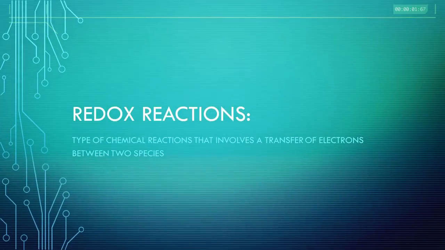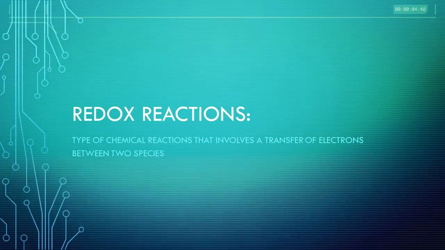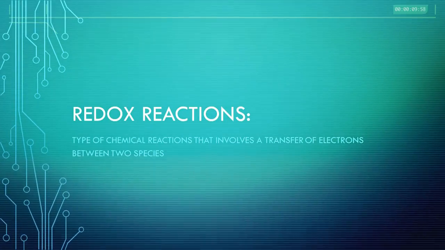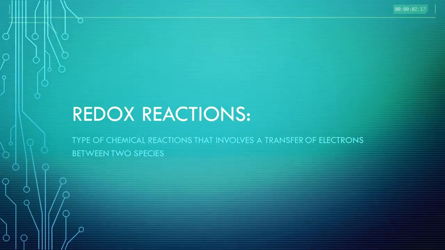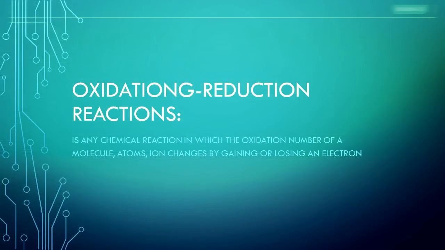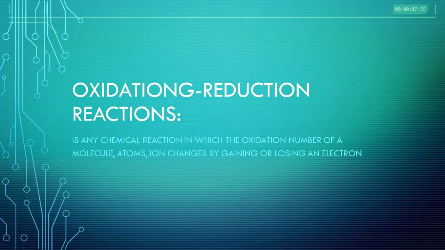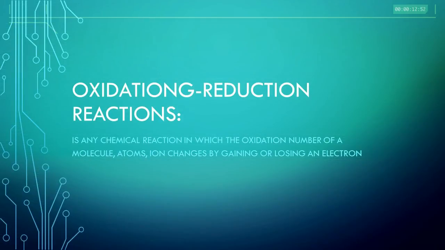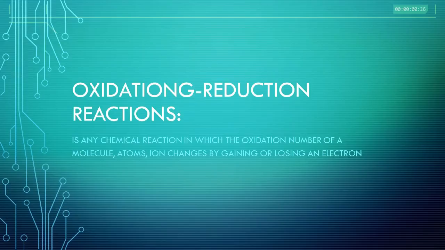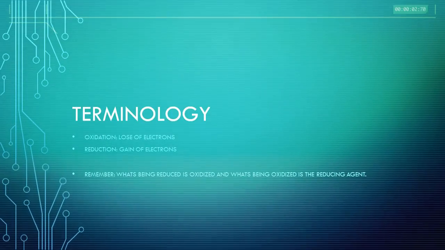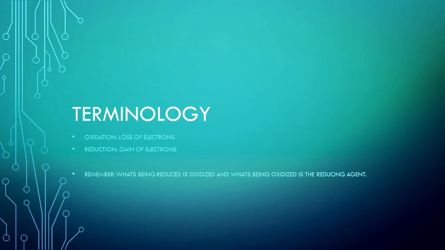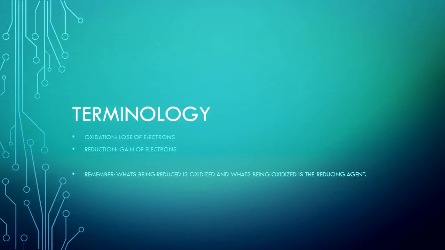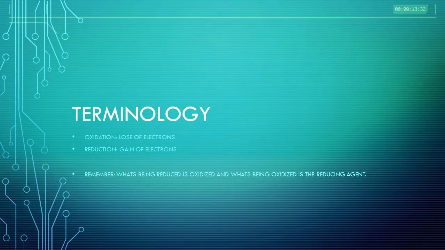Redox reactions. A redox reaction is a type of chemical reaction that involves a transfer of electrons between two species. An oxidation-reduction reaction is any chemical reaction in which the oxidation number of a molecule, atom, or ion changes by gaining or losing an electron. Some important terminology we have to know is what oxidation means. Oxidation means the loss of electrons, and reduction is the gain of electrons.